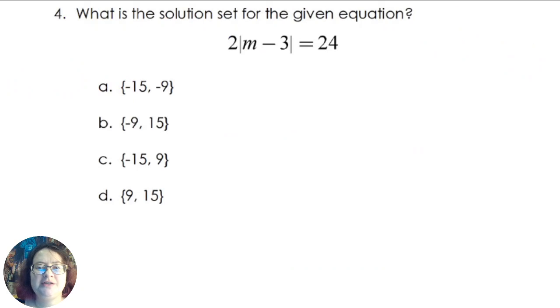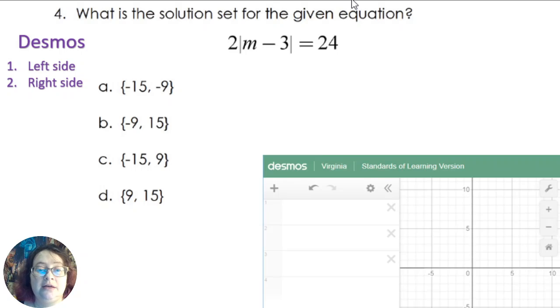Okay, so what is the solution set for the given equation? 2 times the absolute value of m minus 3 equals 24. So again, in Desmos, I put the left side in the first box, the right side in my second box. And don't forget, Desmos can't graph m. It doesn't know what it is. So we have to put x instead.